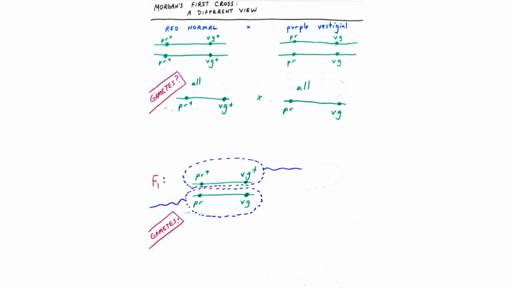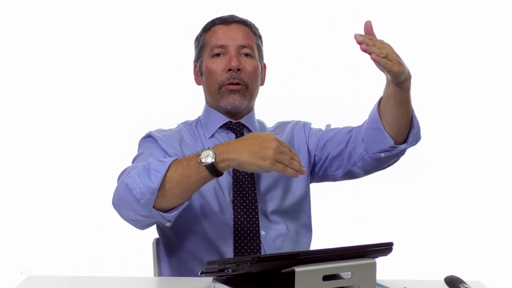Typically, if we have a double heterozygote, we'd say, oh, all 4 combinations are possible: PR plus VG plus, PR plus VG, PR VG plus, PR VG. But if we look at that visualization of the cross, where PR and VG are stuck together, then instead of 4 types of gametes, we expect just 2 types, the PR plus and VG plus, and the PR and the VG. They're always going to go together, so equal numbers of each.